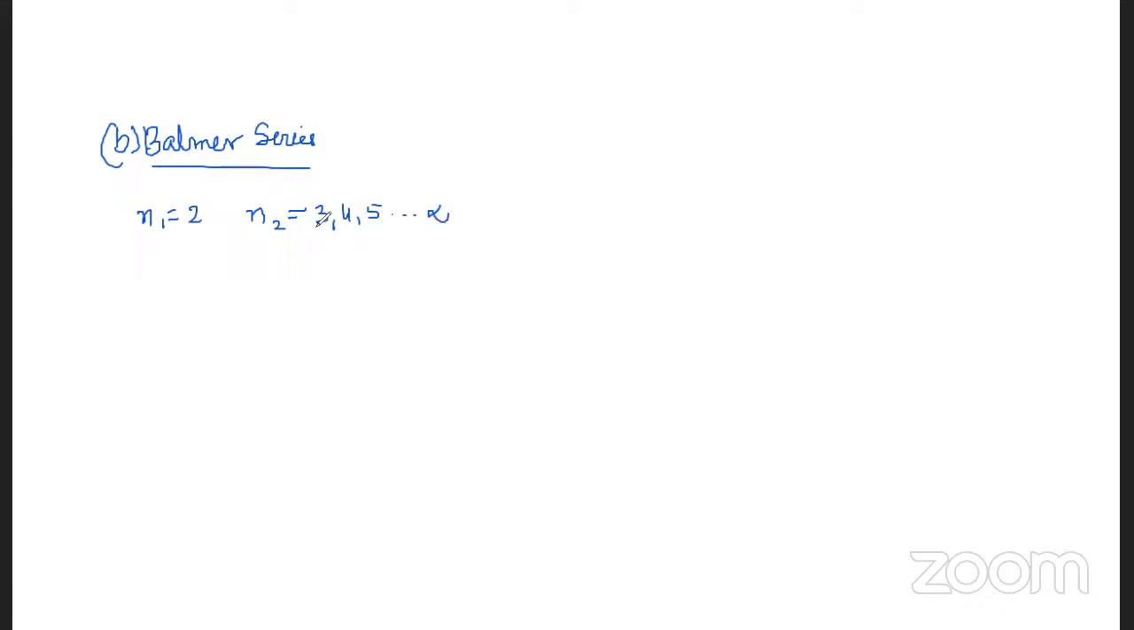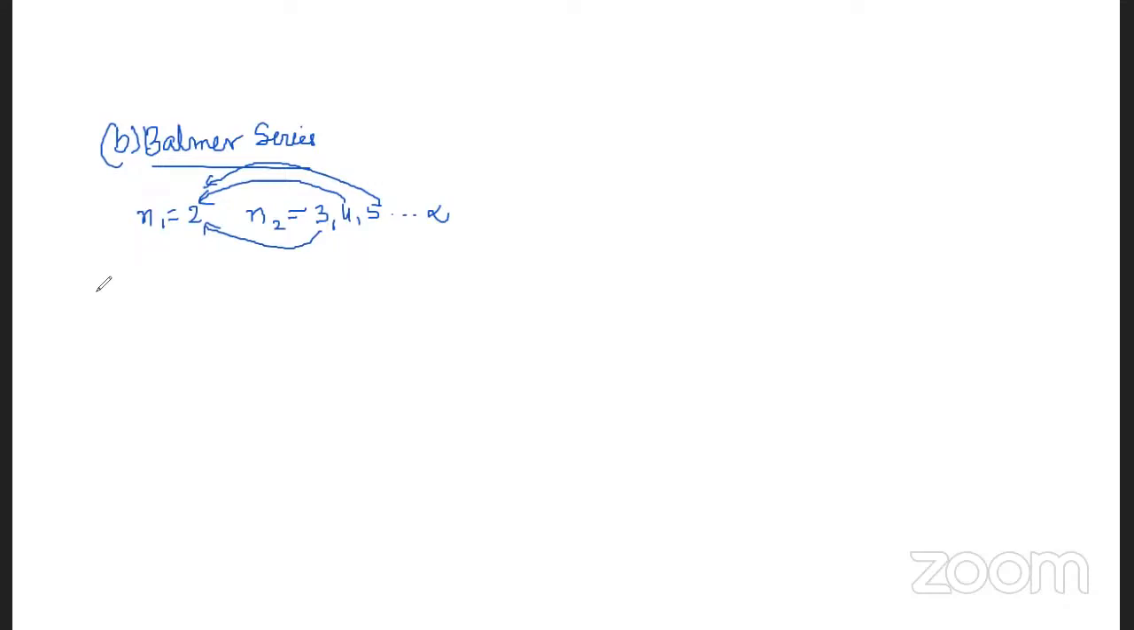That means if it is jumping from 3 to 2, we call it a Balmer series, or 4 to 2, or 5 to 2. The electron should be in the third, fourth or fifth orbital and so on, and jump from there to the second orbital. The series that arises we call the Balmer series. For this Balmer series also, we can calculate the wavelengths of different members.